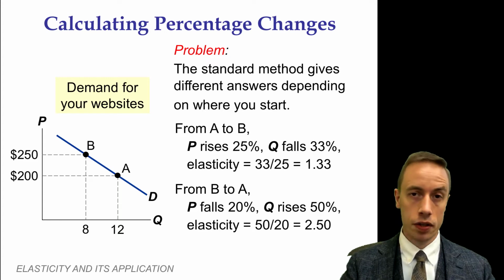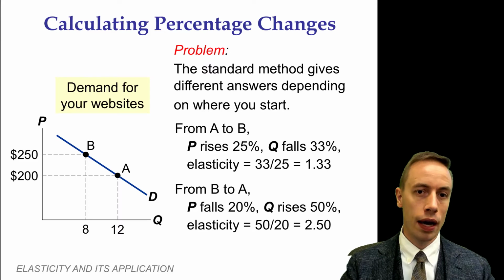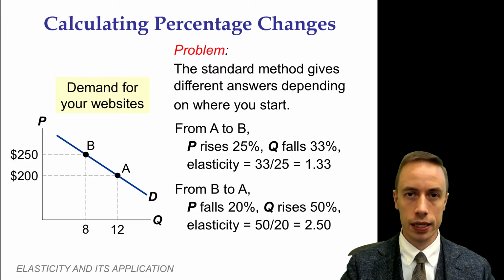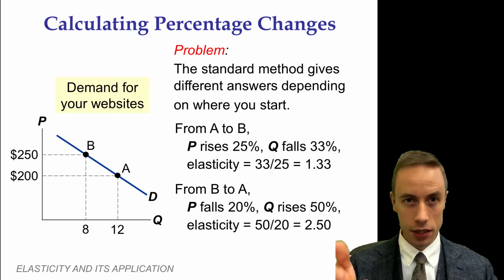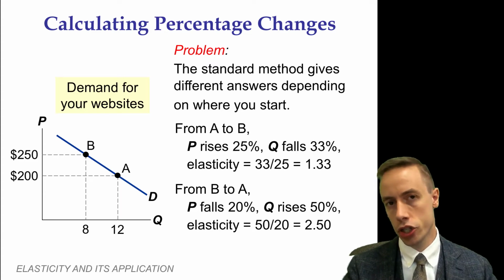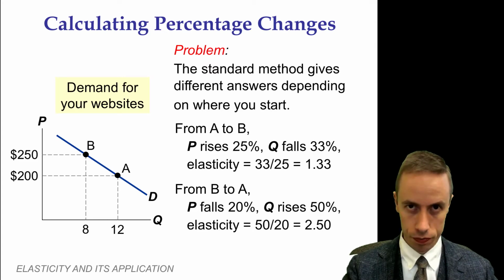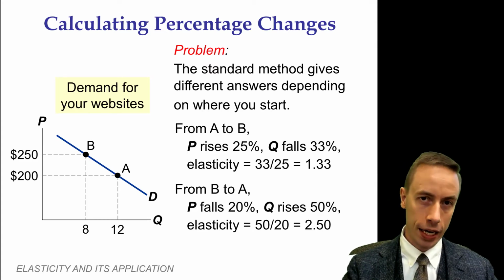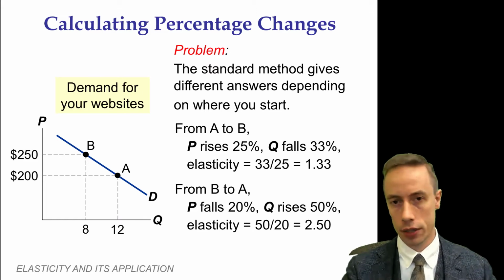So instead of the standard method of computing percentage changes, in economics we use a different method for calculating elasticities. And you might be able to guess where this is going. The difference in these numbers came from only one place, choosing the start value. So what if we calculate a percentage change in such a fashion that there is no start value? What if we divide by a base that does not change no matter how you look at this curve?